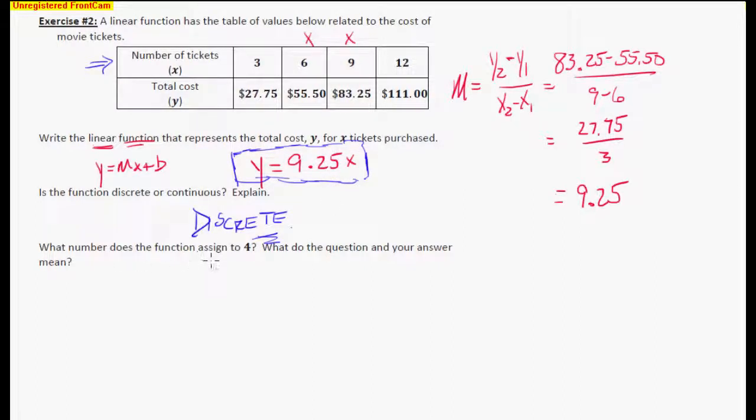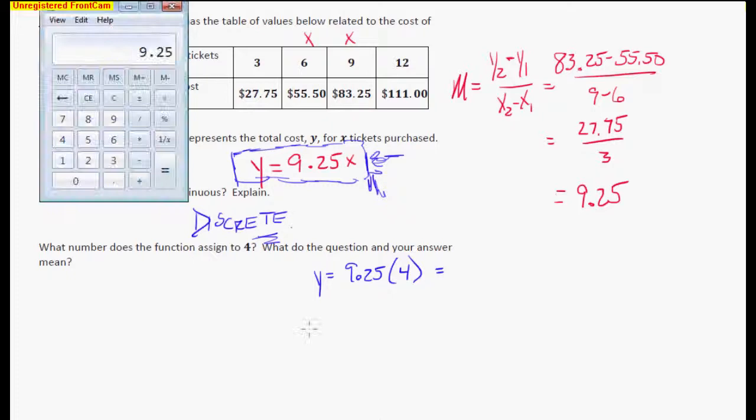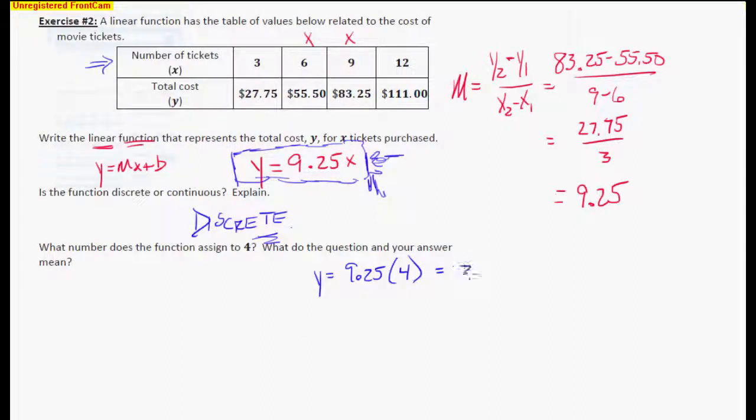Okay. And let's see, what's the last part? What number does the function assign to 4? Well, now that we have this function, we can just plug in a 4 to the number of tickets. They're asking, what if I buy 4 tickets? So here we go, y equals 9.25, and I'm going to plug in a 4. And good, that's nice because there's no algebra to do. You're just going to multiply 9.25 times 4. And what do we get? 37. All right, so I'm going to just plug in a 37 right here, and there's my answer. So $37 is what we're looking for with 4 tickets. Okay. All right, that was pretty easy.